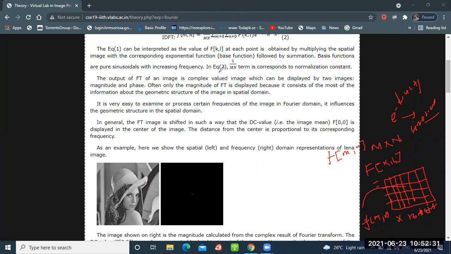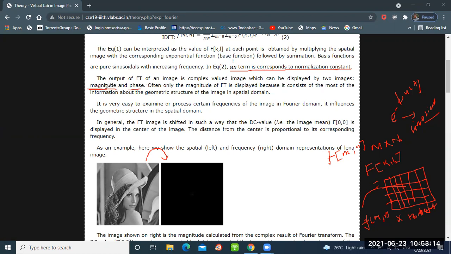Okay, so what equation 2 basically is, is the IDFT. So 1 by MN is the term corresponding to the normalization constant. While we are multiplying this 1 by MN, it is to normalize the constants, so we have to multiply it, and the output of the Fourier transform image is a complex valued image which can be displayed by two images. Now what happens? Whenever we transform the original image with the Fourier transform to the frequency domain, your output is basically represented in two different types of image. One is called the magnitude spectrum or magnitude image. Second one is called your phase spectrum or phase image.